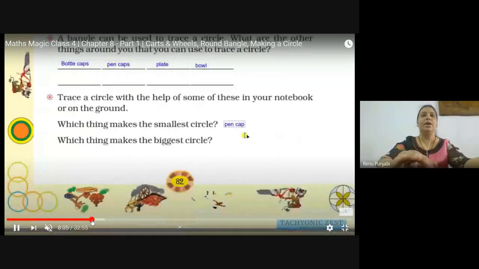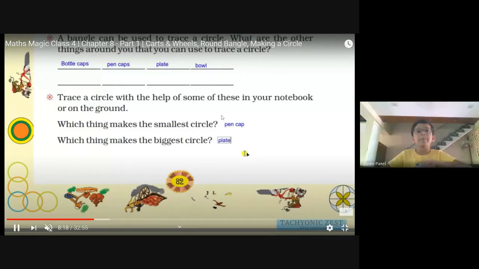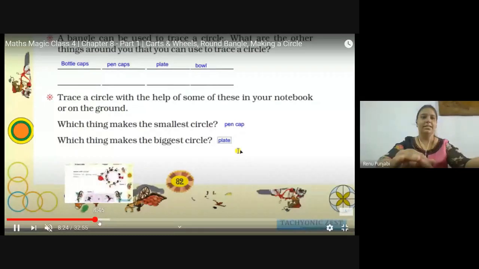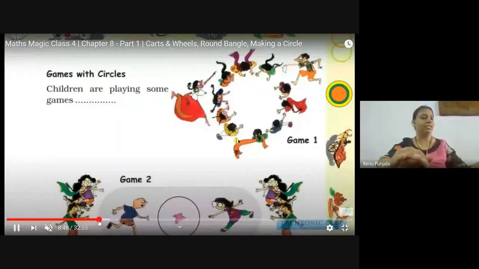Bowl. And now trace a circle with the help of some of these things in your notebook, which we have already done. Which thing makes the smallest circle out of these which you have named? The pen cap, and the plate will make the bigger circle, right? Now come to the next page.